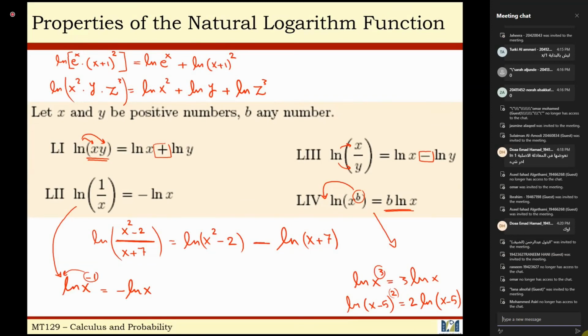here we can do this one also. We can put the x outside the ln, so we have x ln e. And put the 2 outside the ln, so we have 2 ln (x plus 1), like this. Also, in the second one, we can put 2 ln x plus ln y plus 3 ln z, like this. Okay. Any question?